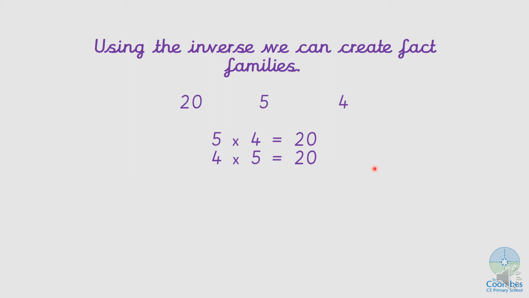Now for division, can you remember what number we have to use? That's right, we need to use the biggest number first for division. So we could have 20 divided by 5 is 4, or 20 divided by 4 is 5. There are always 4 sums in a multiplication and division fact family.